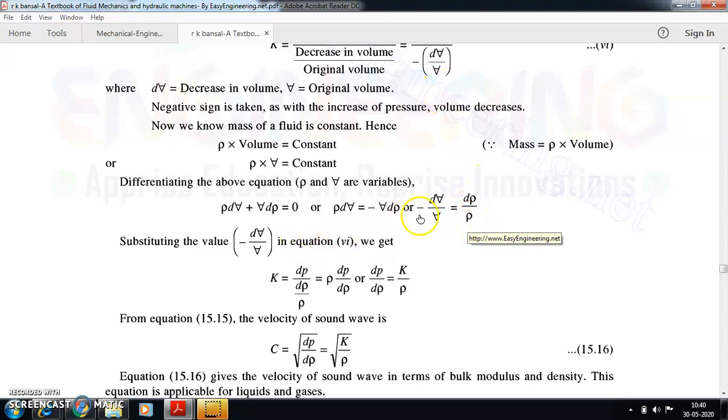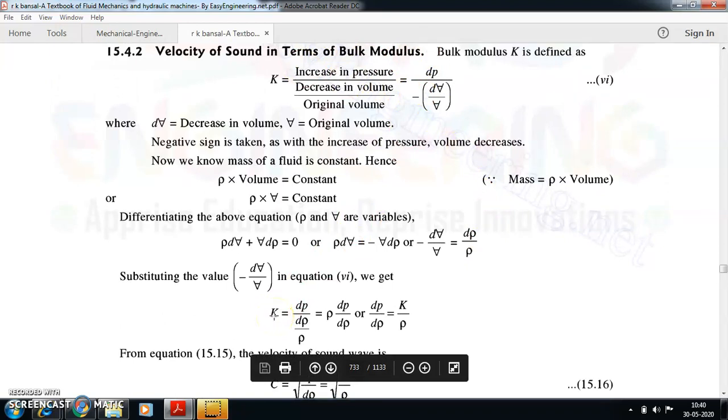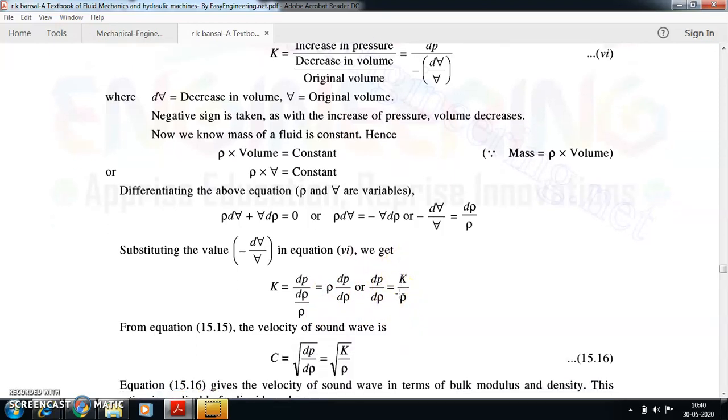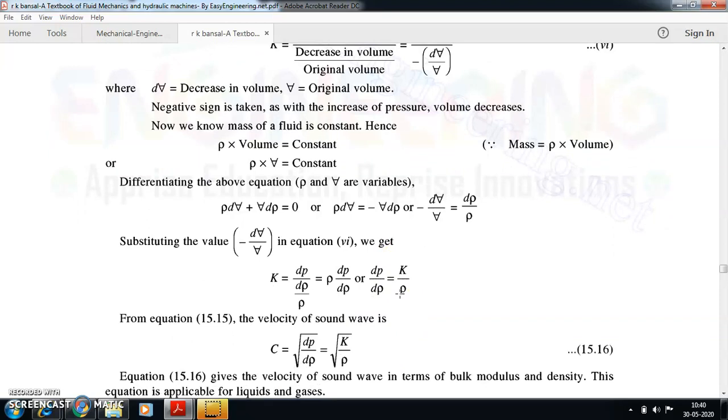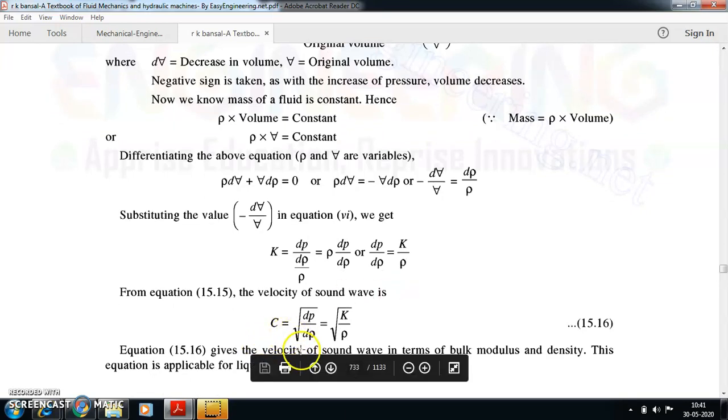Substituting this in the above equation of the bulk modulus, I get K equal to dP divided by d rho divided by rho. I can rewrite this as rho into dP divided by d rho. Also I can write this equation as K divided by rho is equal to dP divided by d rho. From equation 5.15, the velocity of sound equation, we have defined C is equal to root of dP divided by d rho. So dP divided by d rho can be rewritten as K by rho. So C is equal to root of K divided by rho.